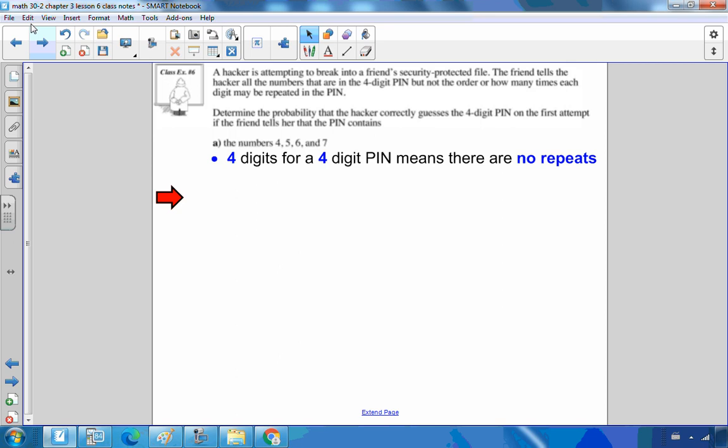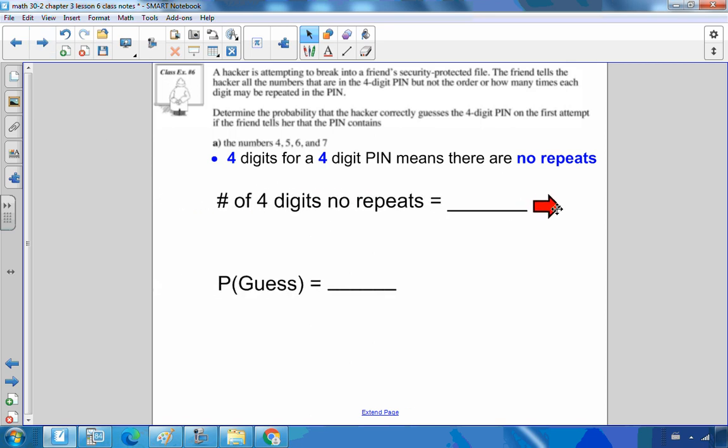Okay, so we want to determine the probability the hacker is going to guess the 4-digit PIN on the first attempt if the friend tells her that the PIN contains a 4, 5, 6, and 7. Well, since it's a 4-digit PIN and I'm using 4 digits, that means there are no repeats. So the number of ways of arranging 4 digits with no repeats is 4 factorial. And 4 factorial, 4 times 3 times 2 times 1, equals 24. So the chance that the hacker correctly guesses on the first try is 1 out of 24.